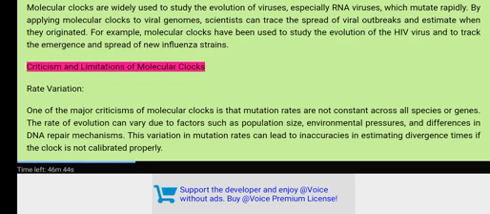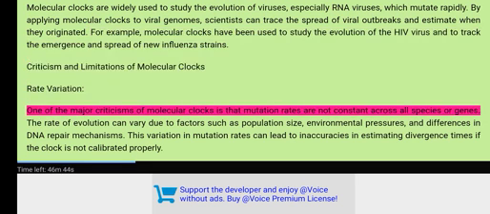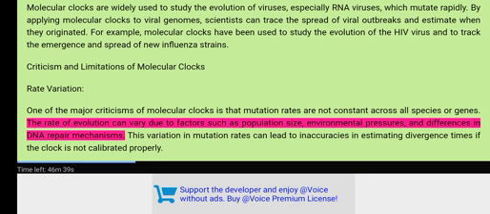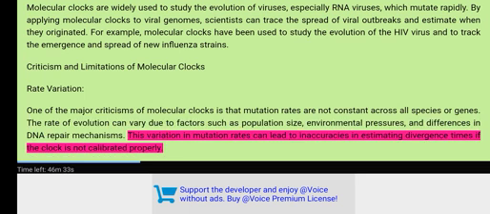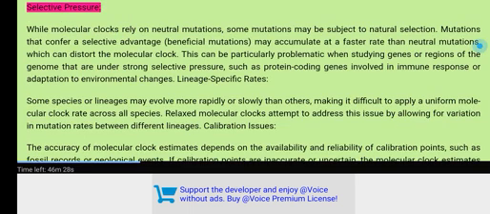Criticism and limitations of molecular clocks. Rate variation. One of the major criticisms of molecular clocks is that mutation rates are not constant across all species or genes. The rate of evolution can vary due to factors such as population size, environmental pressures, and differences in DNA repair mechanisms. This variation in mutation rates can lead to inaccuracies in estimating divergence times if the clock is not calibrated properly.